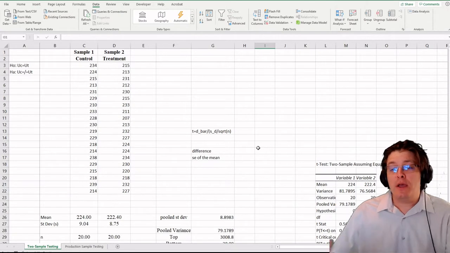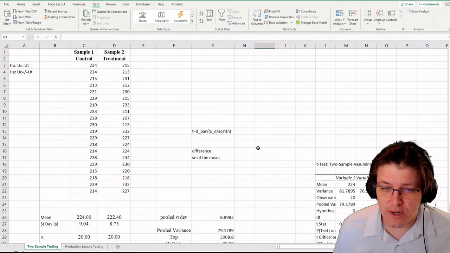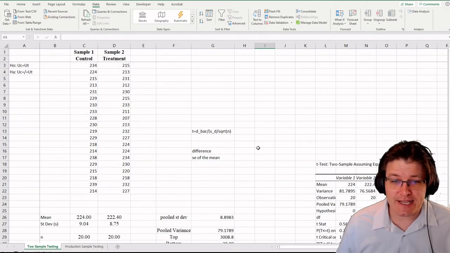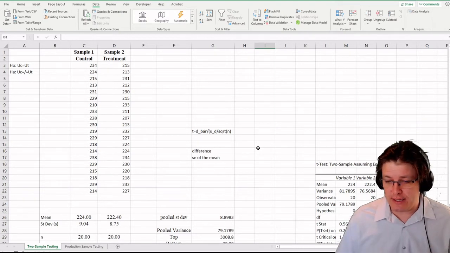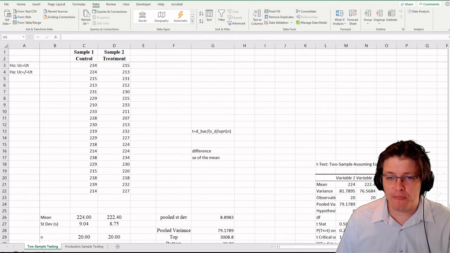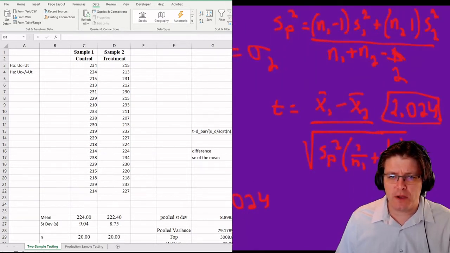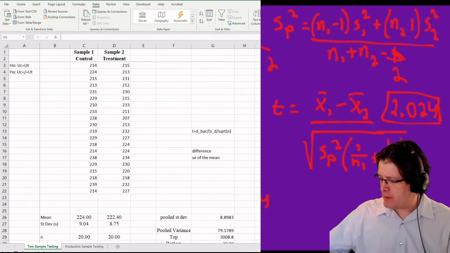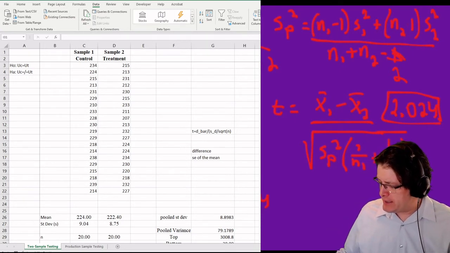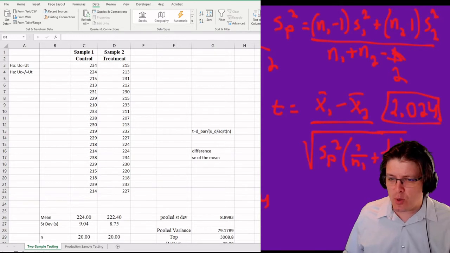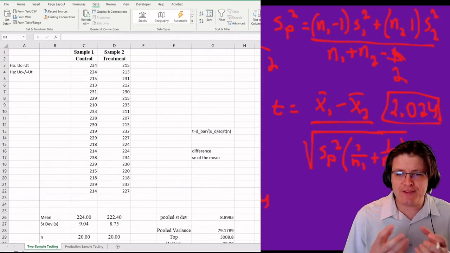Okay, so now that we know that Excel can do this for us, let's forget about that and let's quickly calculate the paired t-test as well. So a paired t-test is very similar to what we've been doing, but it adds one more element.